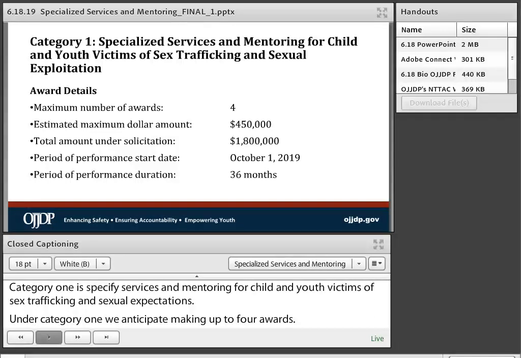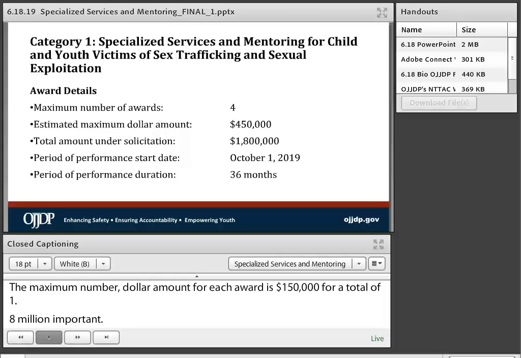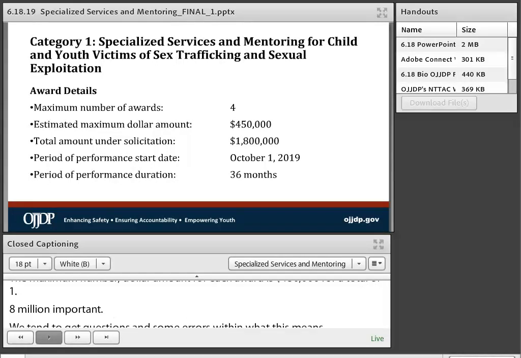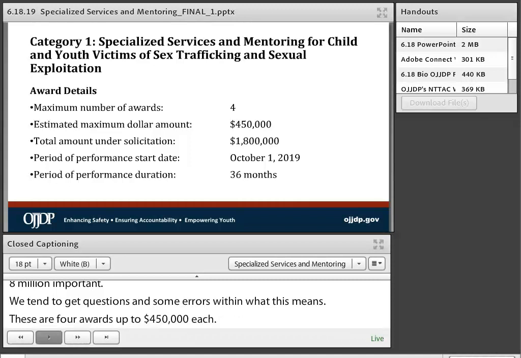So this is really important. We tend to get questions and some errors within what this means. So these are 4 awards up to $450,000 each. That is not $450,000 per year over the 3-year time frame. That is the total amount of the award.